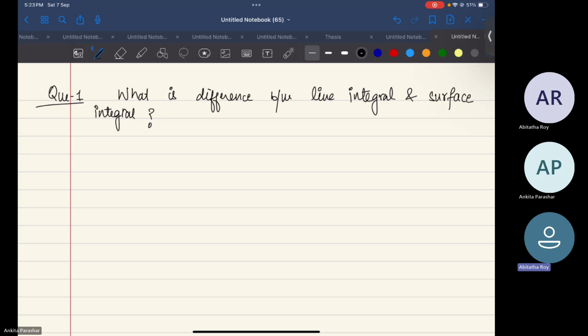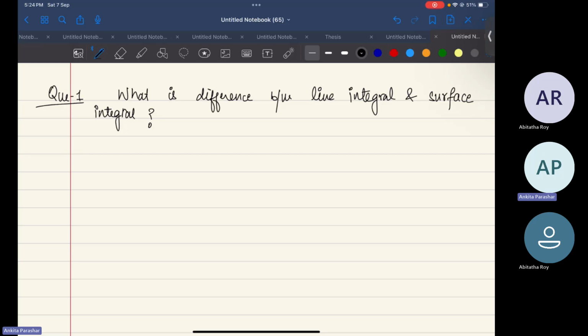So the line integral is the integral along a curve. For example, if we have a loop, the line integral would be along the circumference of that loop. With the surface integral, we would find the surface area.